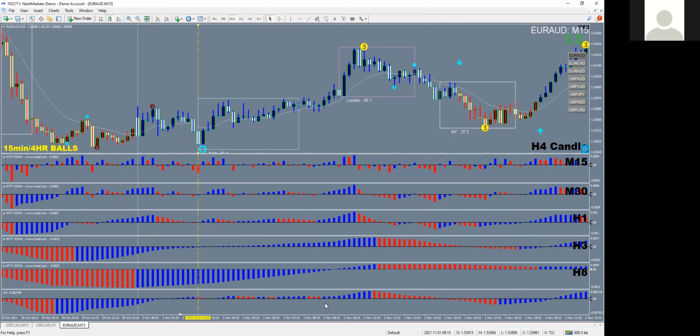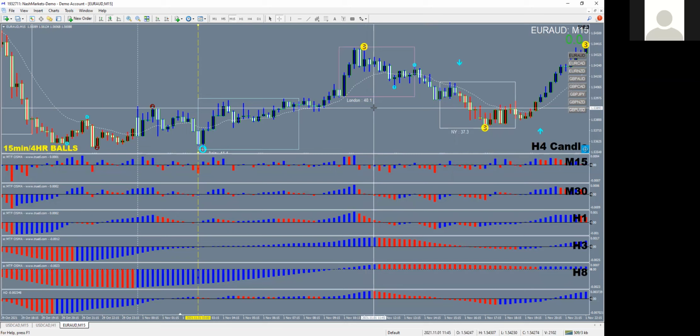Okay. Yeah. The AO is going to match on impulsive where the three balls are. You see where the three balls are on the 1 hour? Yeah. You'll see a color change right next to it. Every three ball, you'll have that. That three ball is representing your AO.